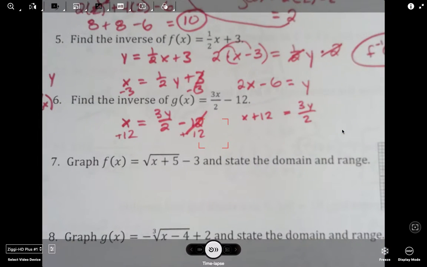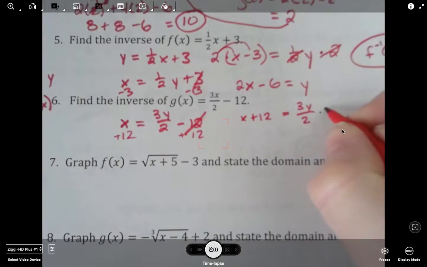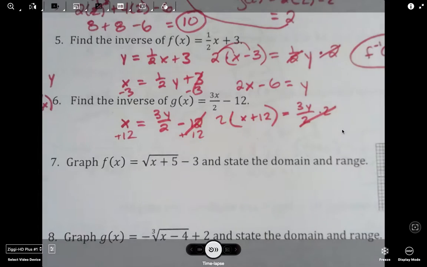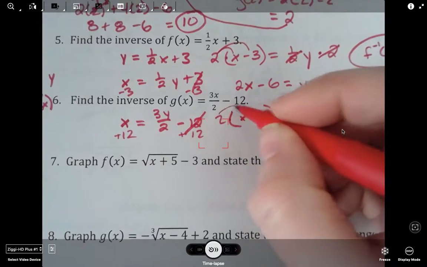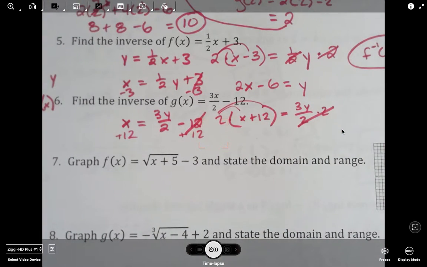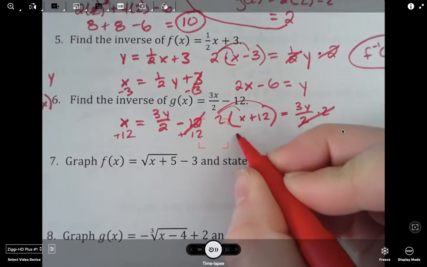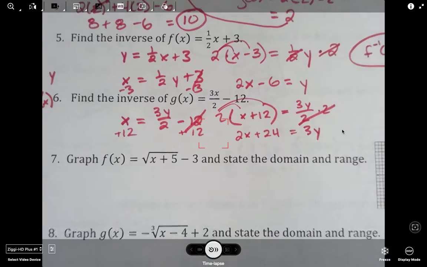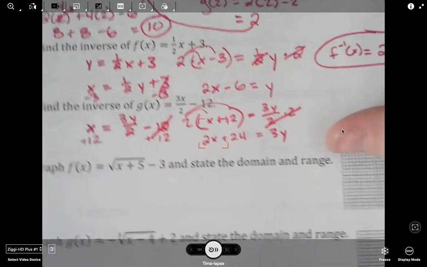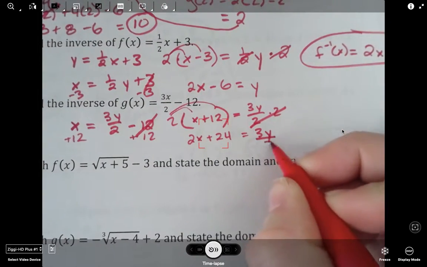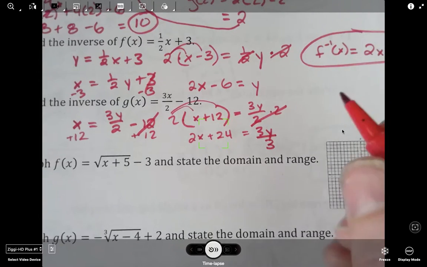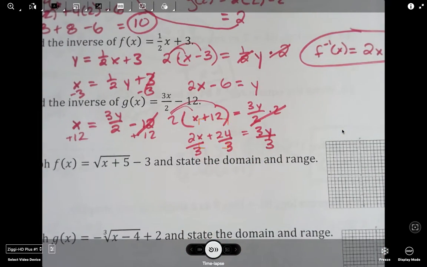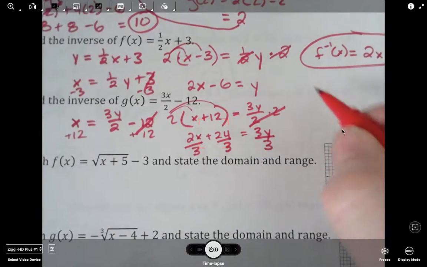Okay, and then what? Times 2, times 2. So the 2 is gone, and I'd like to put the x plus 12 in parentheses so I remember to distribute that to both pieces, and not just do 2x. So this will be 2x plus 24 equals 3y. And then what? Divide by 3. When you divide by that 3, make sure you divide all pieces by 3, right? You're dividing all of it by 3.